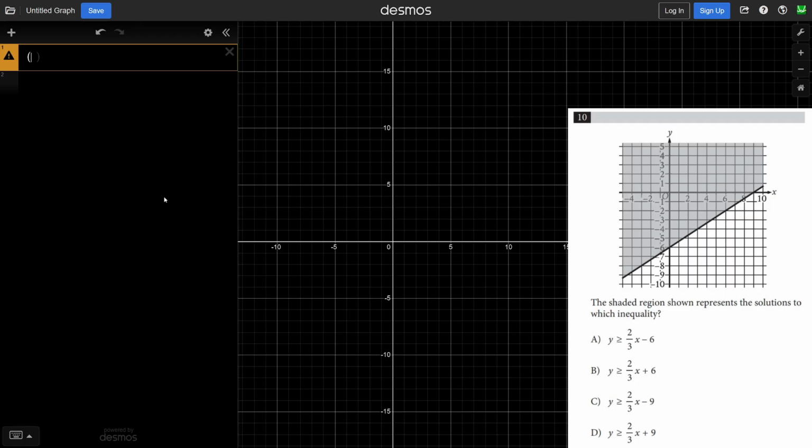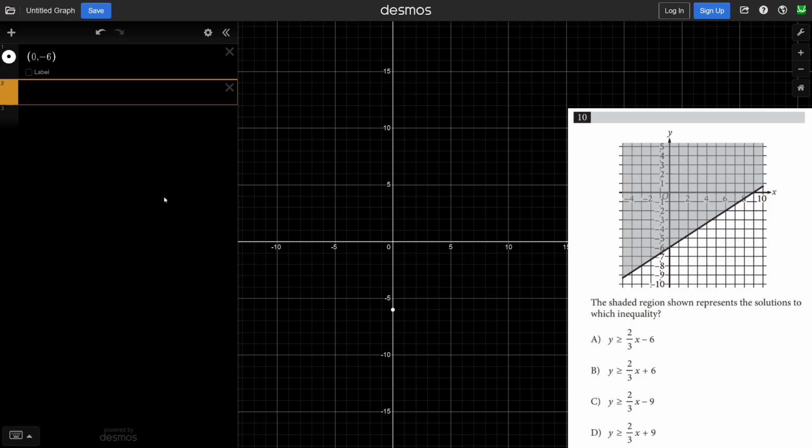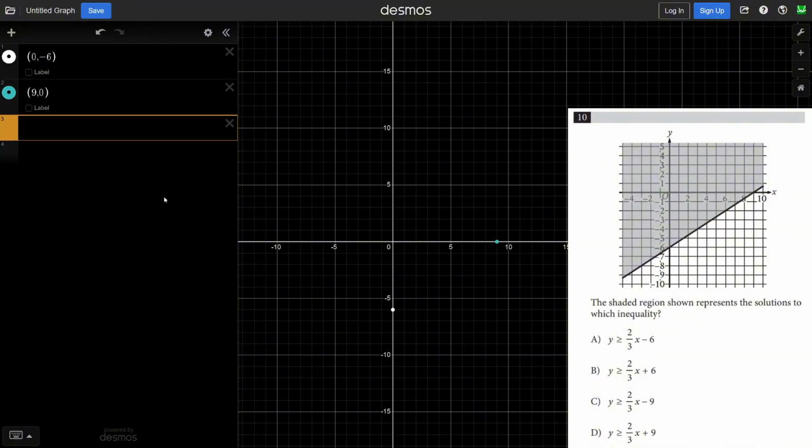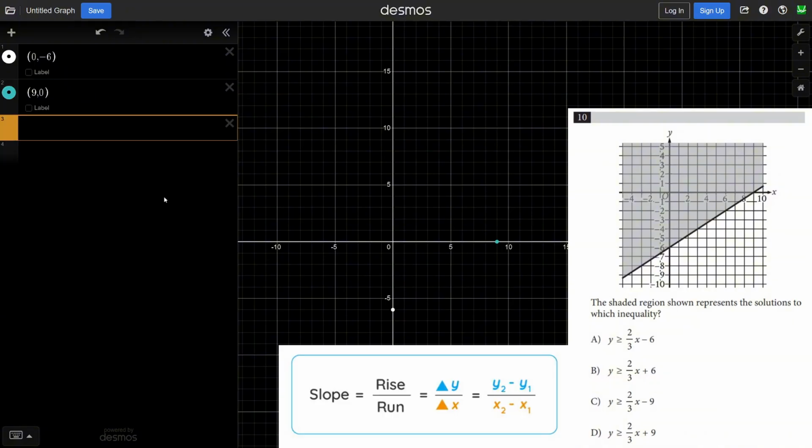So looking at this graph, we could pick any set here. But what are our easily identifiable ones? Well, there's (0, negative 6), because we know exactly where that is on the line. We don't want any confusion. And then we also have (9, 0). And what's the equation for slope? Slope is y2 minus y1 over x2 minus x1. So let's say 0 minus negative 6 divided by 9 minus 0, and that gives you the slope of 2/3.